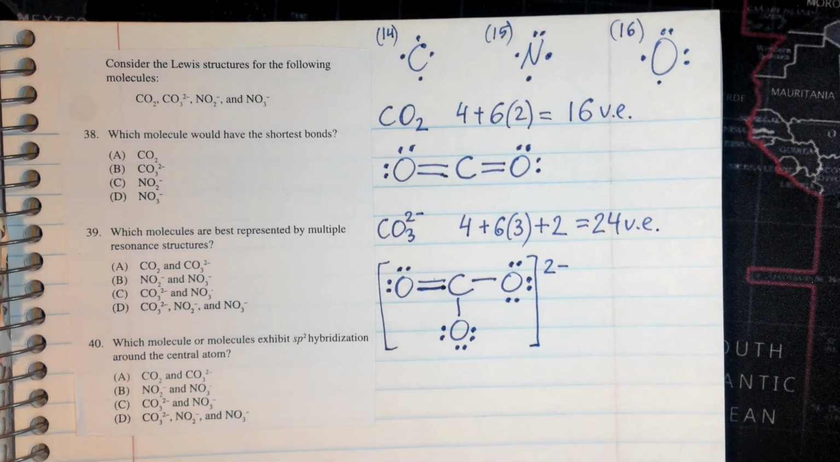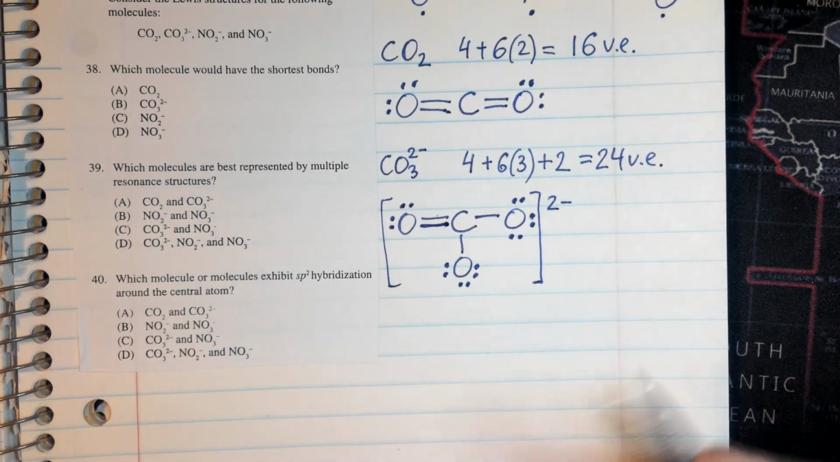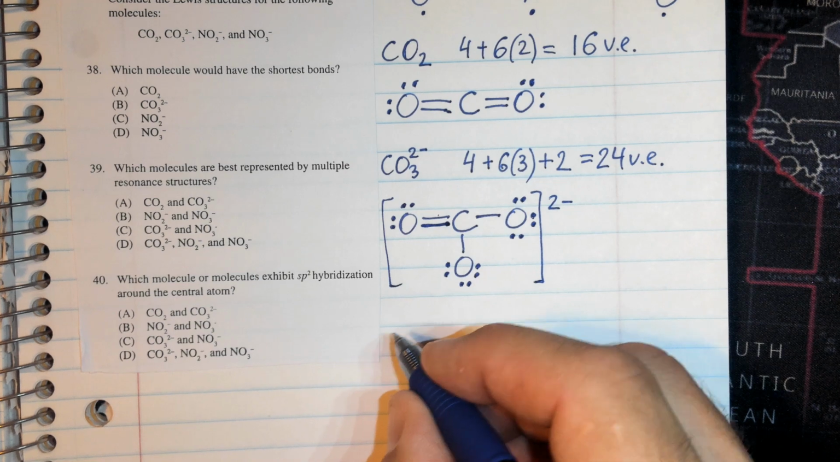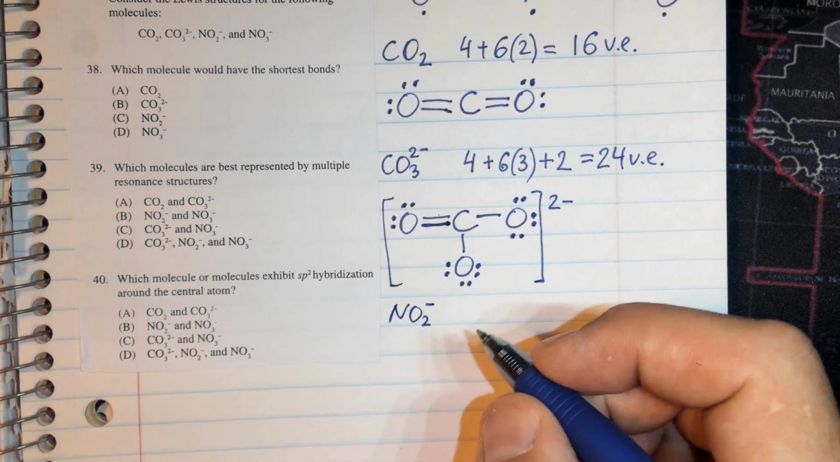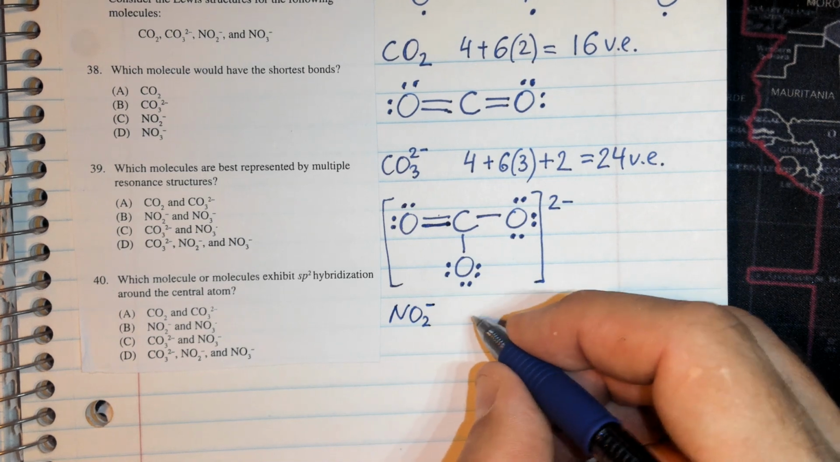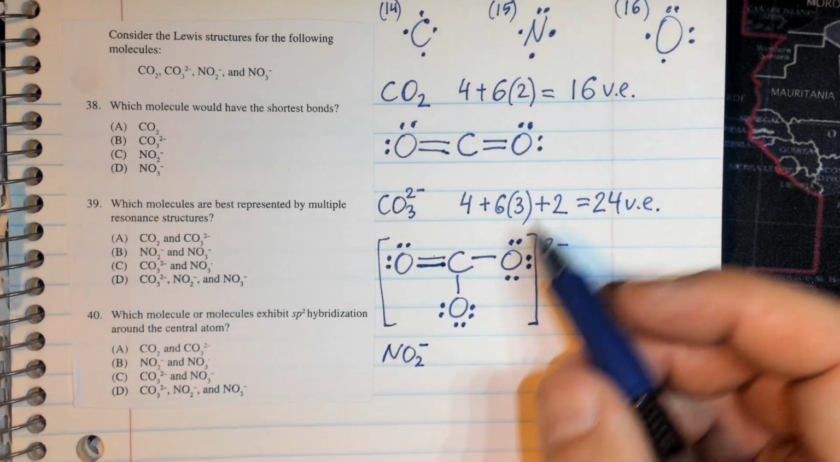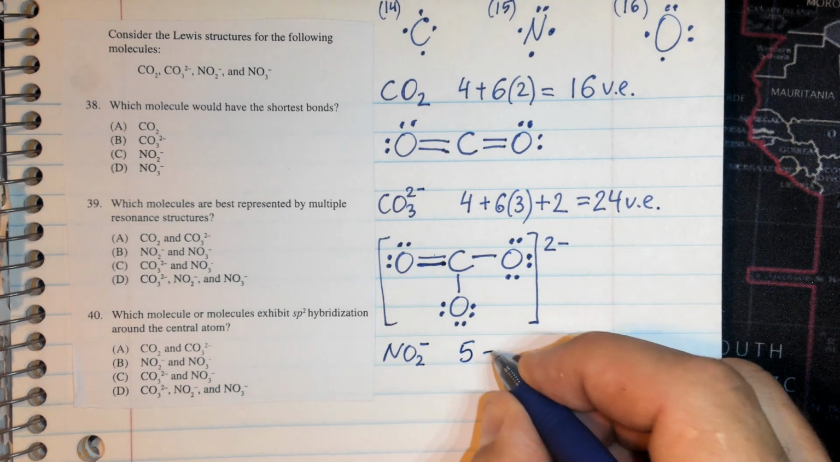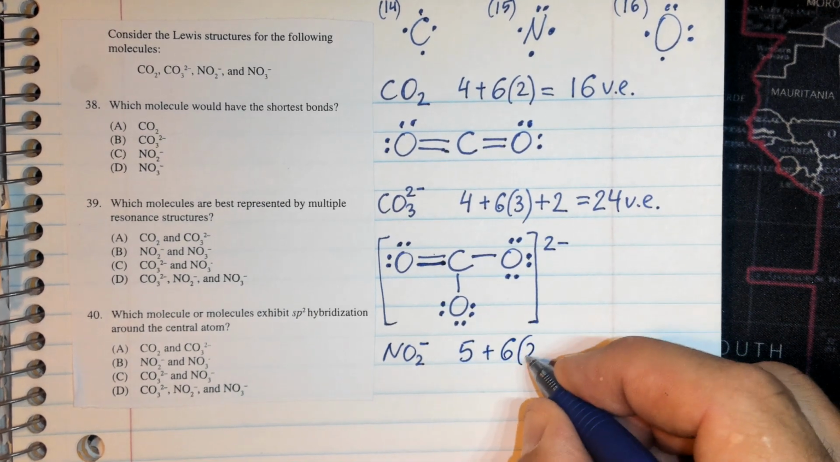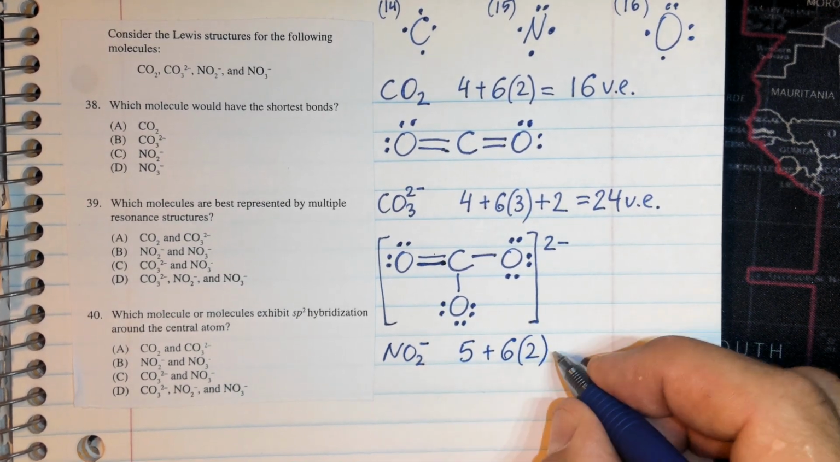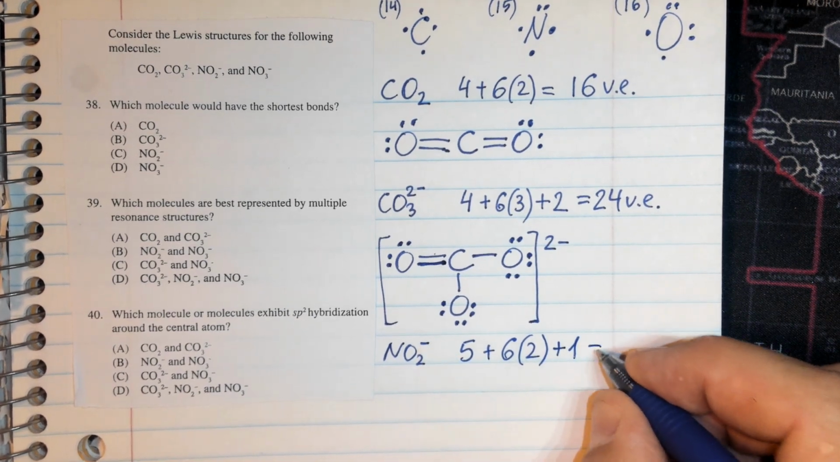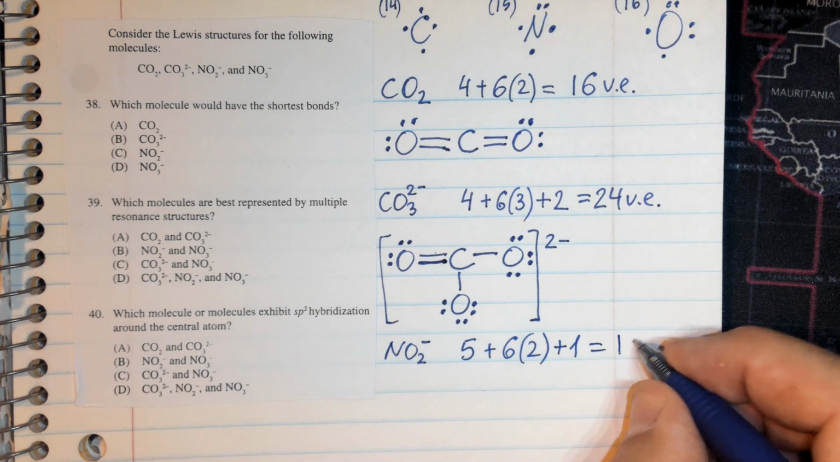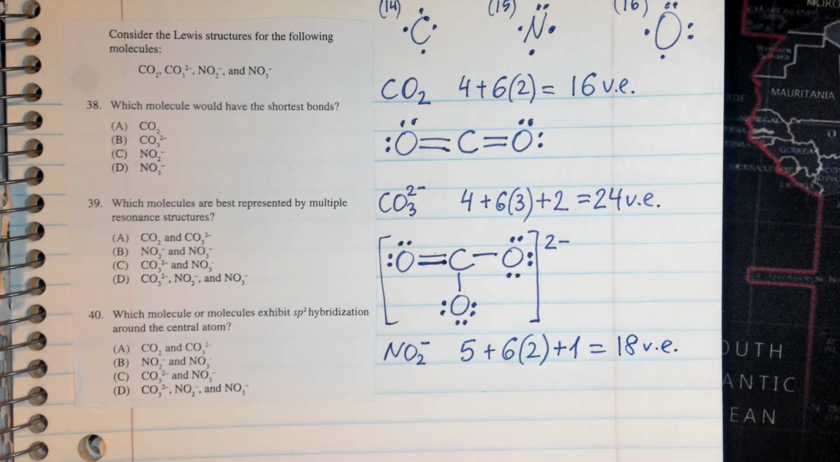Okay, next structure is NO2 negative. So NO2 negative is going to have 5 valence electrons for nitrogen plus 6 times 2 for 2 oxygens plus 1 extra for negative charge. That's going to be 18 valence electrons in the structure.